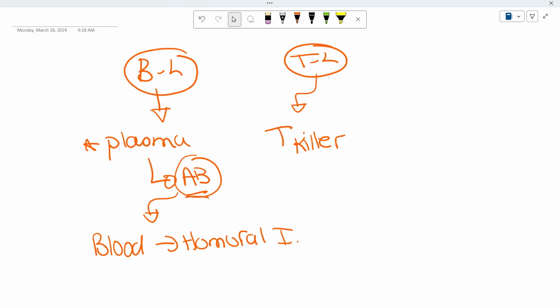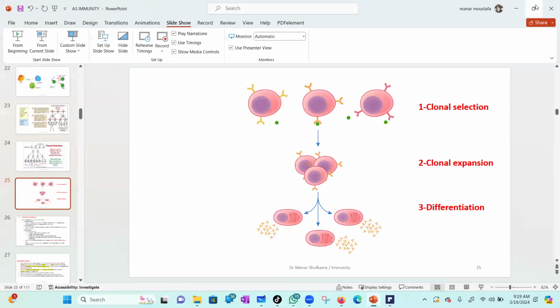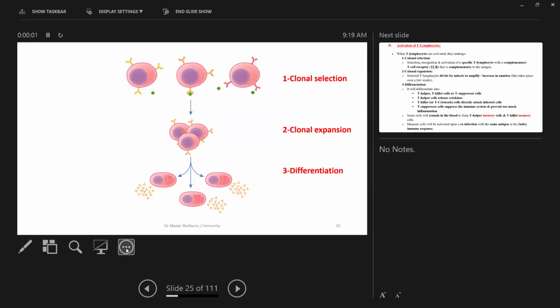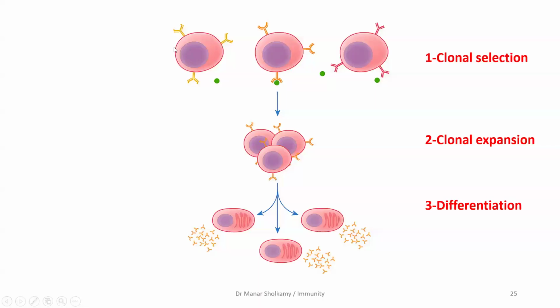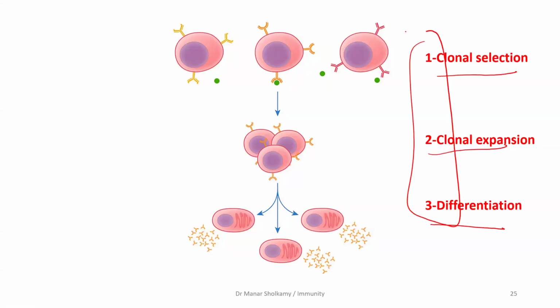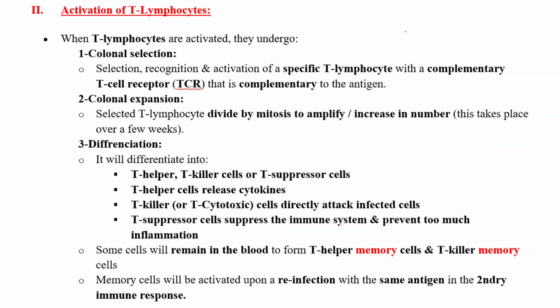Good. Now let's go back to the PowerPoint so that I don't rush. So picture by picture, I hope it sticks. Okay, so you have clonal selection, clonal expansion, differentiation. Those three steps happen whether it is B lymphocyte or T lymphocyte. But the difference is that every one of them differentiates into something else. The B lymphocyte into plasma cells and the T lymphocyte into T helper or T cytotoxic. Easy? Okay, we're done with that.